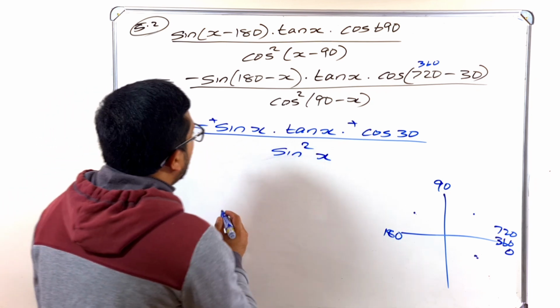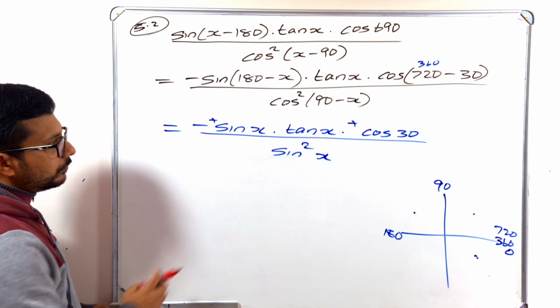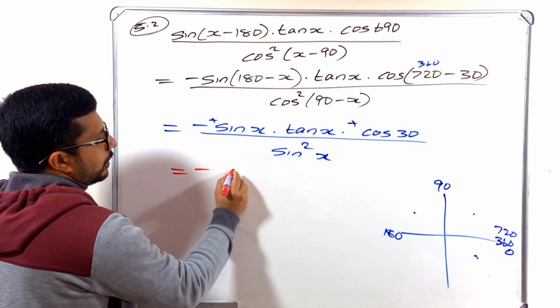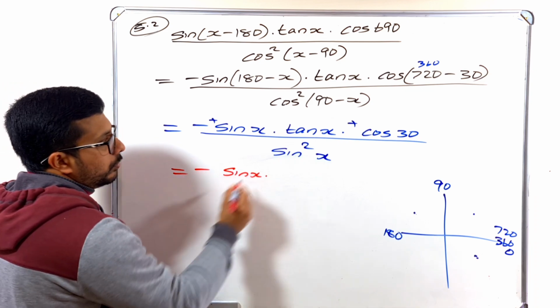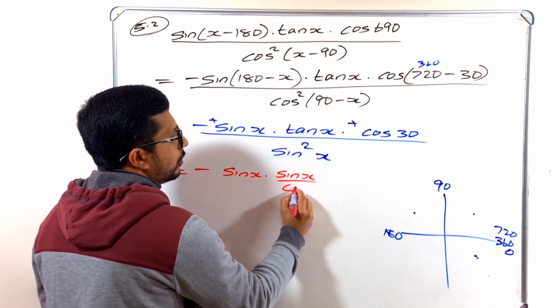So next step, what is the next step? We have to simplify this one. So here there is a minus, don't forget that minus. Then sine x into this tan x, I am going to write it as sine x by cos x.